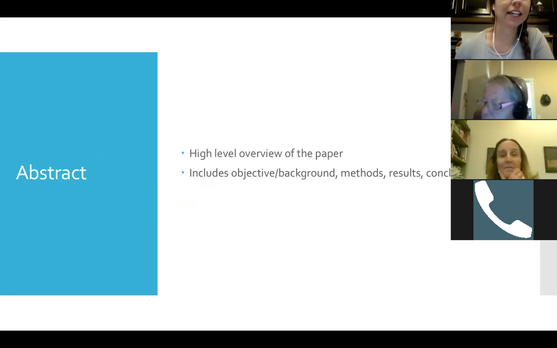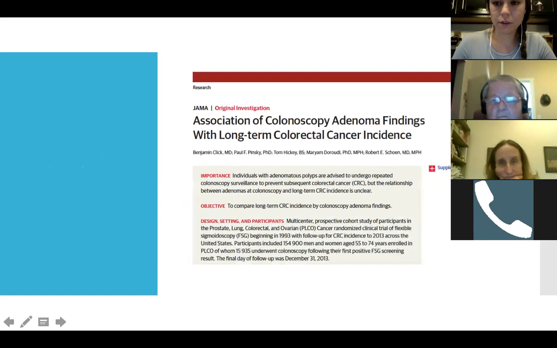So the abstract, like I mentioned, is a high-level overview of the paper. It's a quick snapshot of what the research article is talking about, and oftentimes it includes the background, the methods, the results, and the conclusion. I want to show you a few different types of abstracts because they're not all going to look the same, even though they do follow the general format.